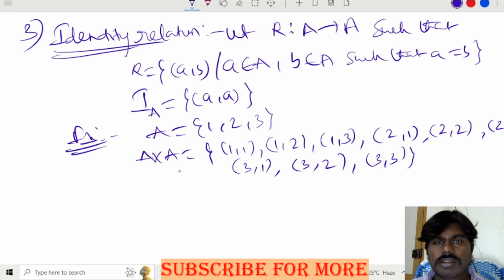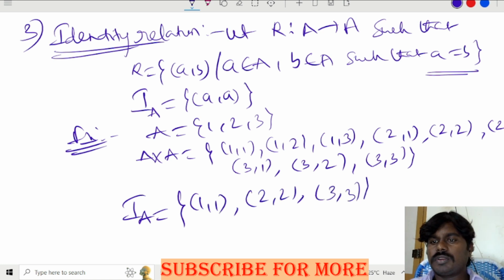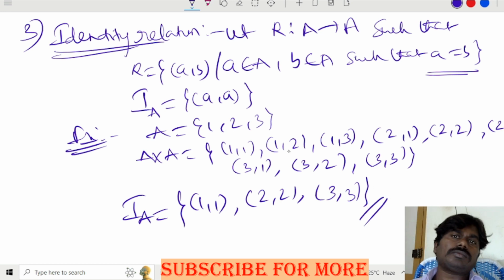So now what is the relation? Relation means it is any subset of A cross A. So what type of subset? Here we have been given the condition. The condition for identity relation is that the first coordinate is equal to the second coordinate. Then the relation is called identity relation. So identity relation means the first coordinate equals the second coordinate, so elements (1,1), (2,2) and (3,3) will come. So identity relation means this one. Simply, the first coordinate and second coordinate must be equal in identity relation.